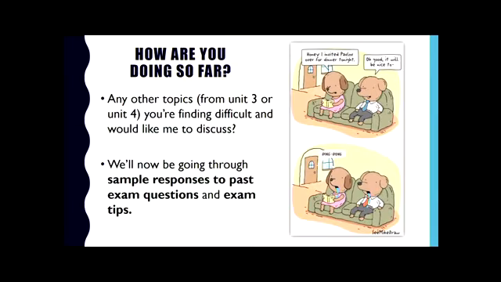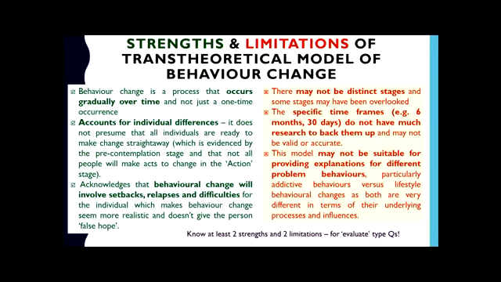Then we look at the strengths and limitations of the trans-theoretical model of behaviour change. So a lot of you would obviously know what the trans-theoretical model of behaviour change is. You would know what the different stages are, and I think most people are fine with that. But when it comes to evaluating a topic, you have to identify strengths and weaknesses. So whenever you come across this term in a question, evaluate, it's about outlining strengths and weaknesses or strengths and limitations.